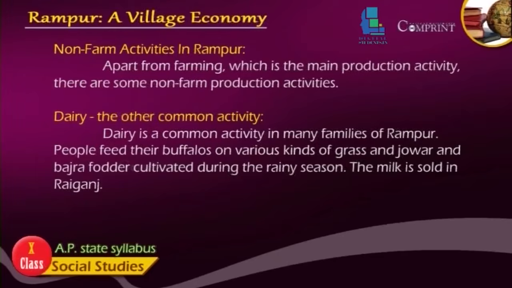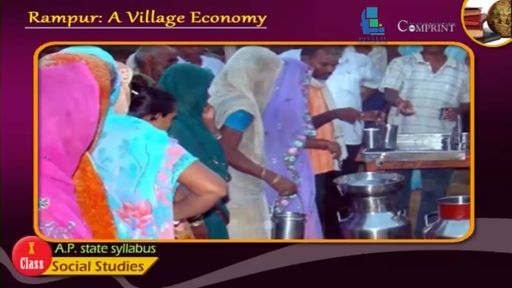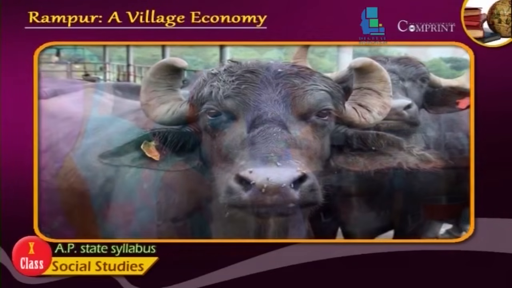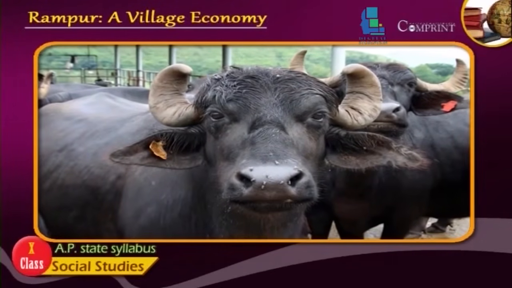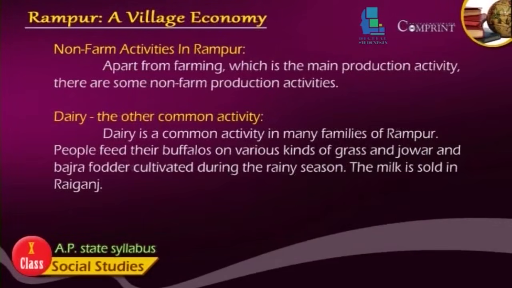Non-farm activities in Rampur. Apart from farming, which is the main production activity, there are some non-farm production activities. Dairy, the other common activity. Dairy is a common activity in many families of Rampur. People feed their buffaloes on various kinds of grass and jowar and bajra, fodder cultivated during the rainy season. The milk is sold in Raiganj.